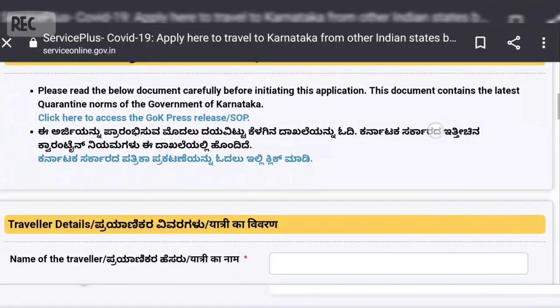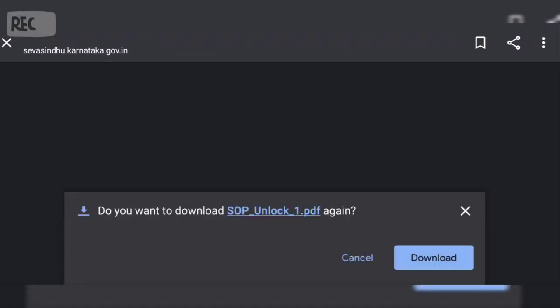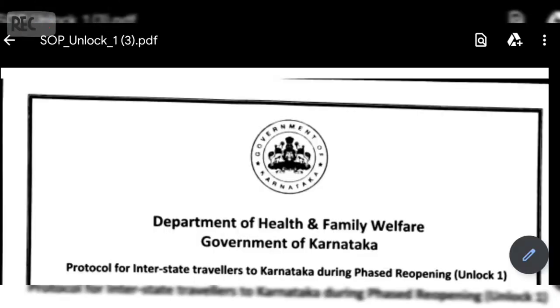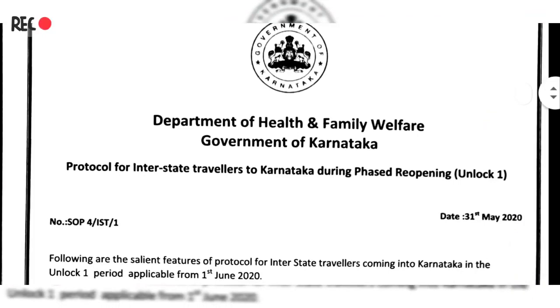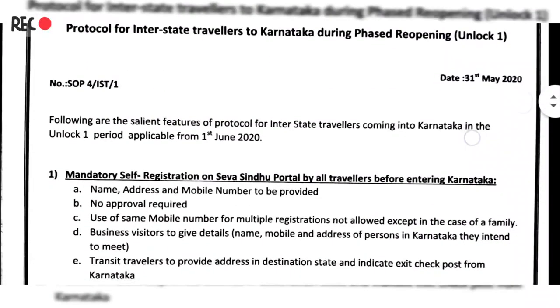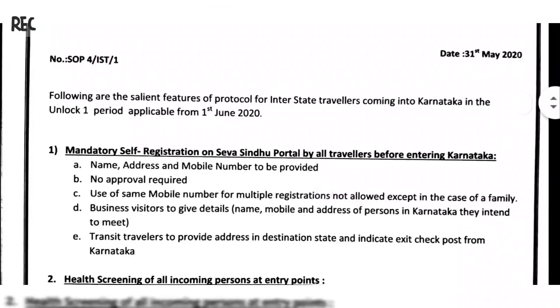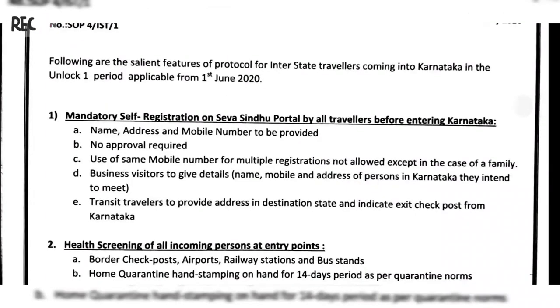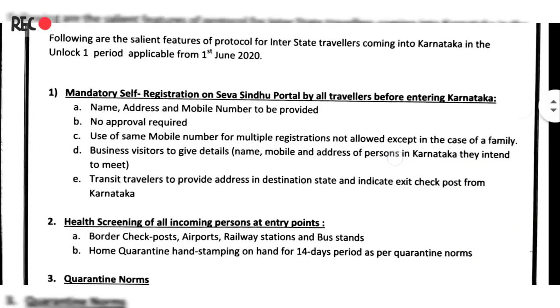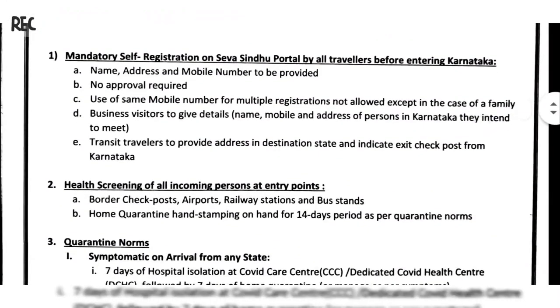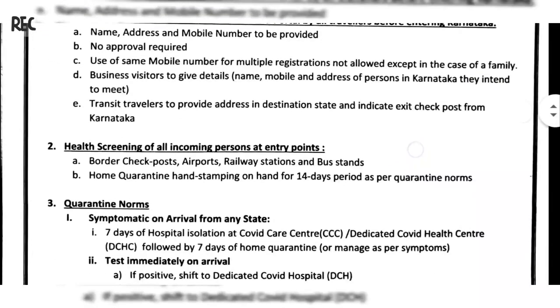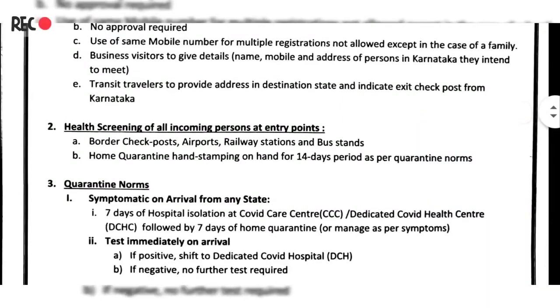As said earlier, here are the quarantine norms given by the Government of Karnataka. Starting with the first point, self-registration is mandatory for all travellers in the Seva Sindhu portal before travelling. Please remember, there is no approval process. Only registration is mandatory. Business visitors need to mention the address of the person they will be meeting here, and transit travellers to provide address of destination state.